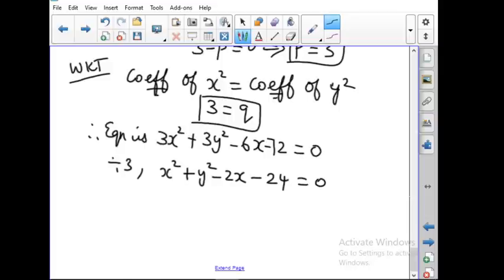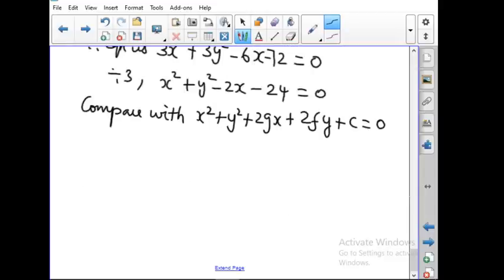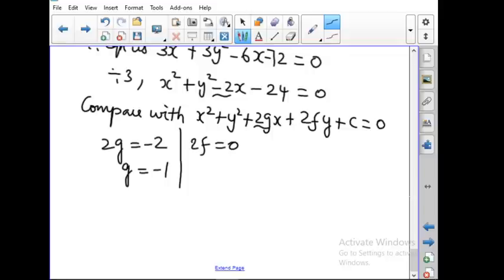Now we need to find out the center and radius. What is the center formula? We have to compare with what equation? x square plus y square plus 2gx plus 2fy plus c is equal to 0. So comparing this with this equation, what is the coefficient of x? Minus 2. Here the coefficient of x is 2g. So 2g is equal to minus 2, g is equal to minus 1. Next, here there is no coefficient of y. So 2f is equal to 0, f is equal to 0. Next, c is equal to, be clear students, minus 24.